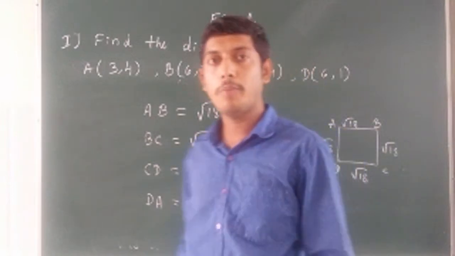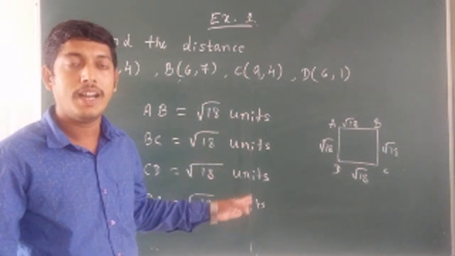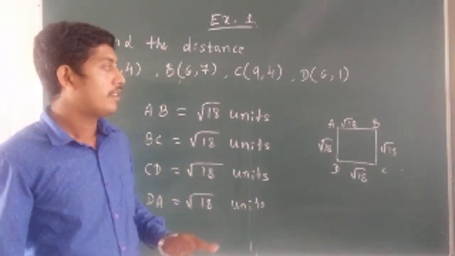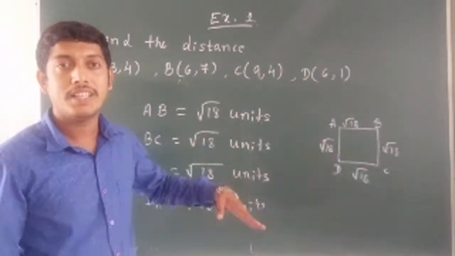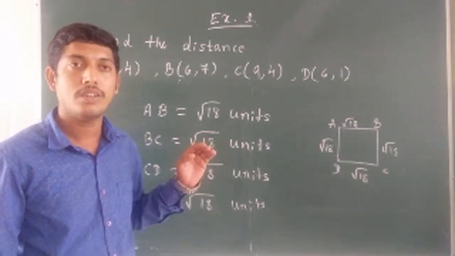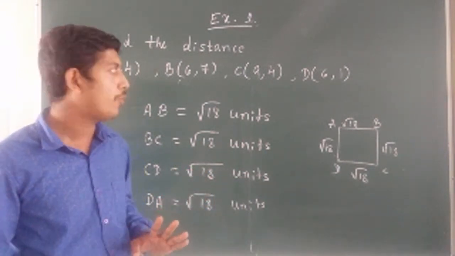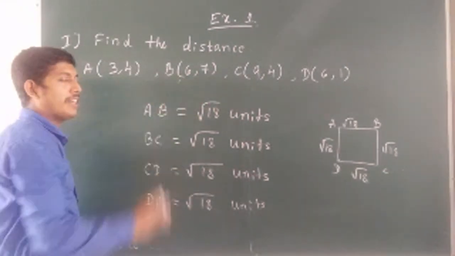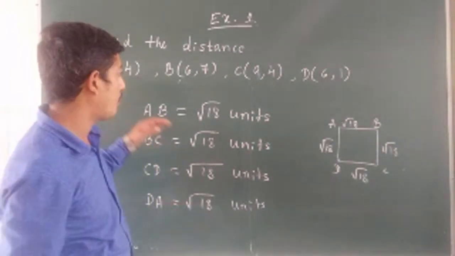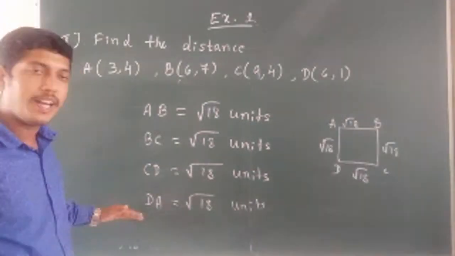The problem comes here. In a square all the sides are equal, and similarly in a rhombus all the sides are equal. But we have to remember one thing. In a square the diagonals are equal, and in a rhombus the diagonals are different. So if they give these 4 points and ask us to find out which figure they constitute, then the first step is to find the distance between AB, then BC, then CD and DA.